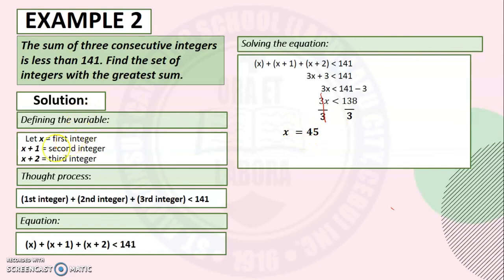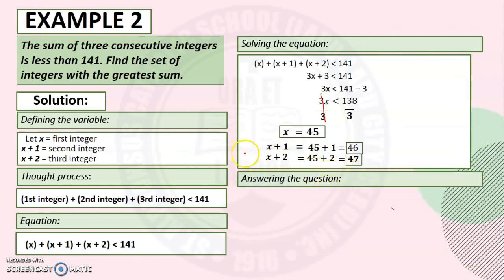Now to solve for our second integer, it is x plus 1. So we will use x plus 1 and then substitute the value of x, which is 45. So this will become 45 plus 1, and 45 plus 1 is 46. So our second integer is 46. For our third integer, we will have x plus 2. So this will become 45 plus 2, and 45 plus 2 is 47. So our third integer is 47.